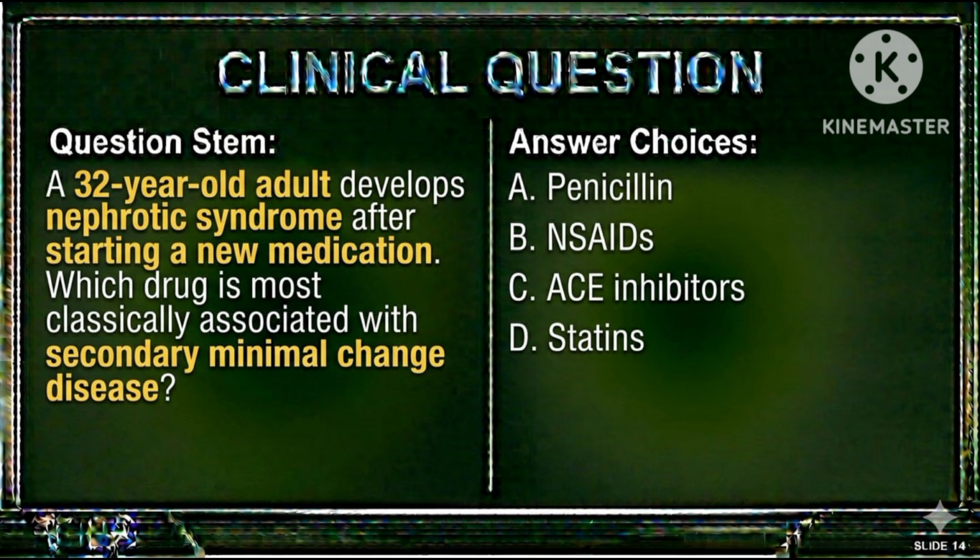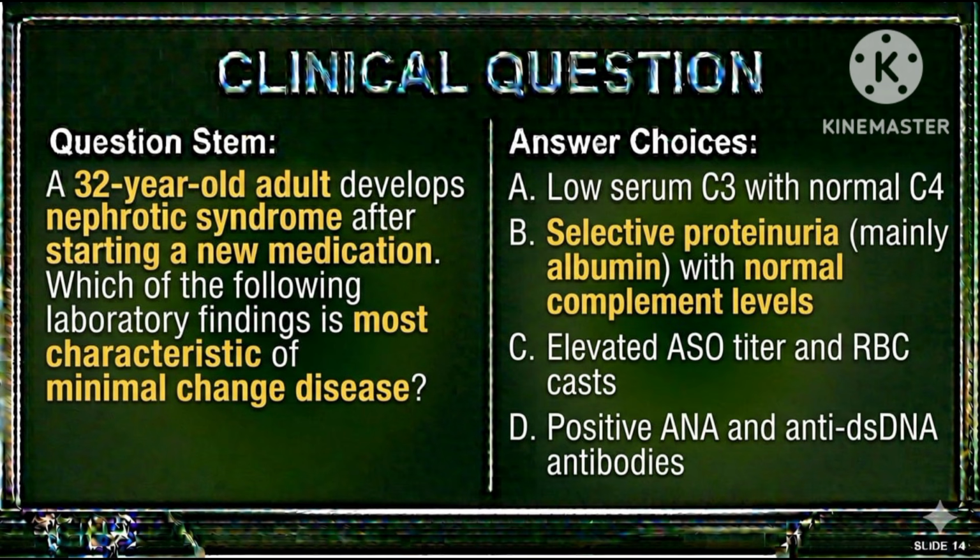Read this question stem. Nephrotic syndrome after starting a new medication. NSAIDs can cause nephrotic syndrome. Which of the following laboratory finding is most characteristic of minimal change disease? It is selective proteinuria with normal complement levels. Rest of options are related to nephritic syndrome. We will discuss in nephrotic syndrome video.